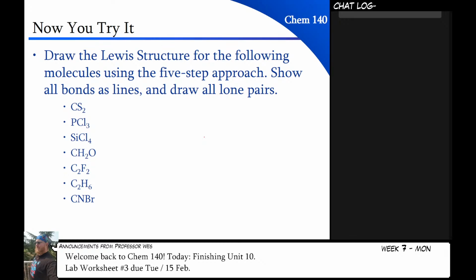Now, you do need to draw all the electrons, which means that any electrons that are on outer atoms must be shown in your picture. So don't just draw in only the atoms and the bonds. Make sure that you are putting in all the non-bonding pairs.